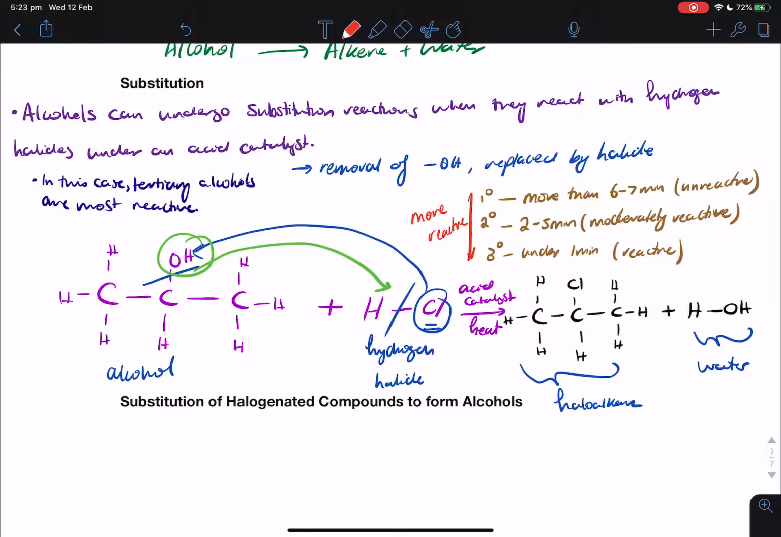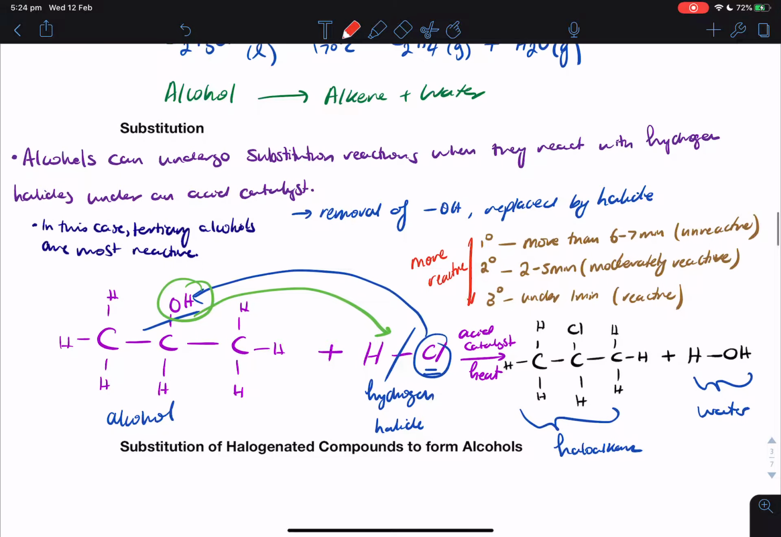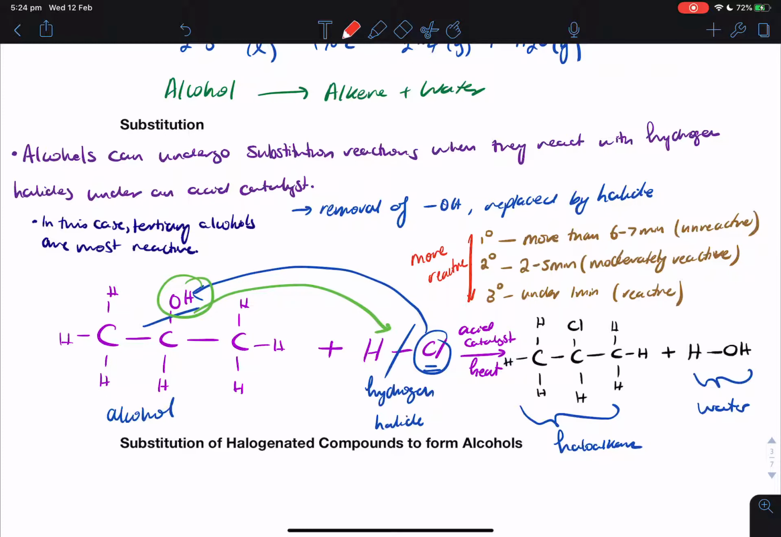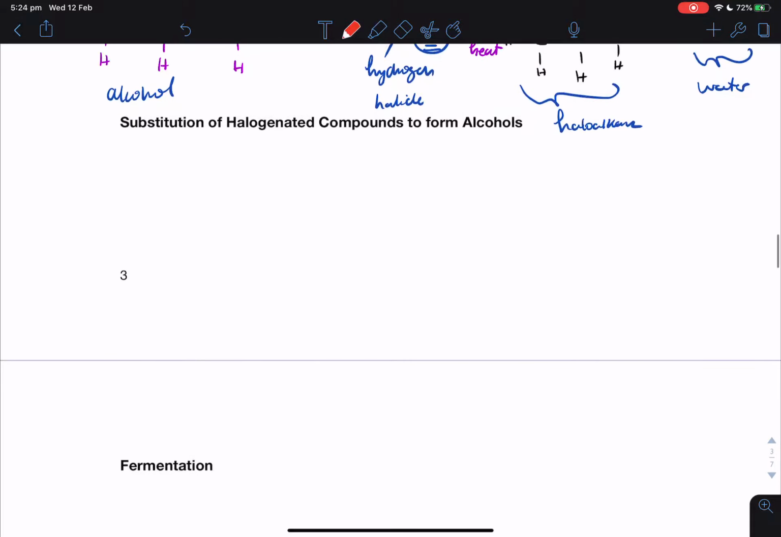Okay, so we've gone through the reactivity of substitution reactions, and we've gone through how they work. That's basically all you need to know for substitution reactions with alcohols. It's not very difficult, so we will leave it there and move on to the next thing, which is the substitution of halogenated compounds to form alcohols. So, as we said before, alcohols can be formed using substitution reactions. We've kind of brushed against this before, but we're going to go through it anyway.